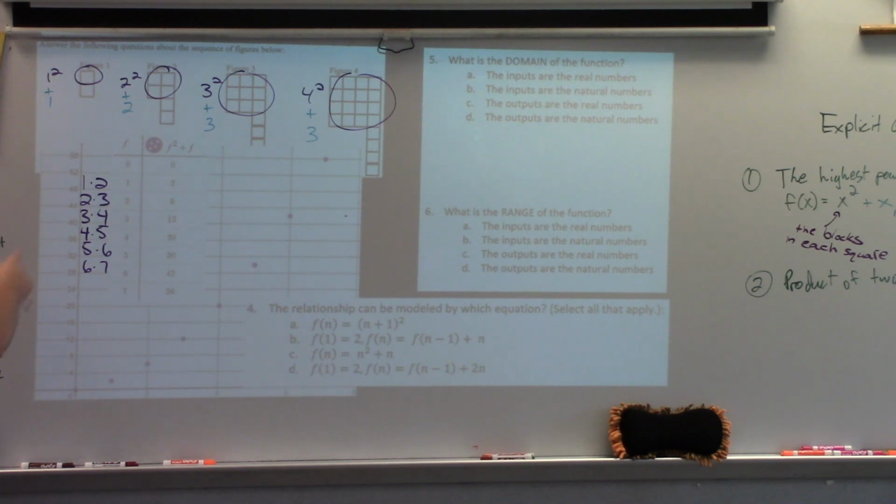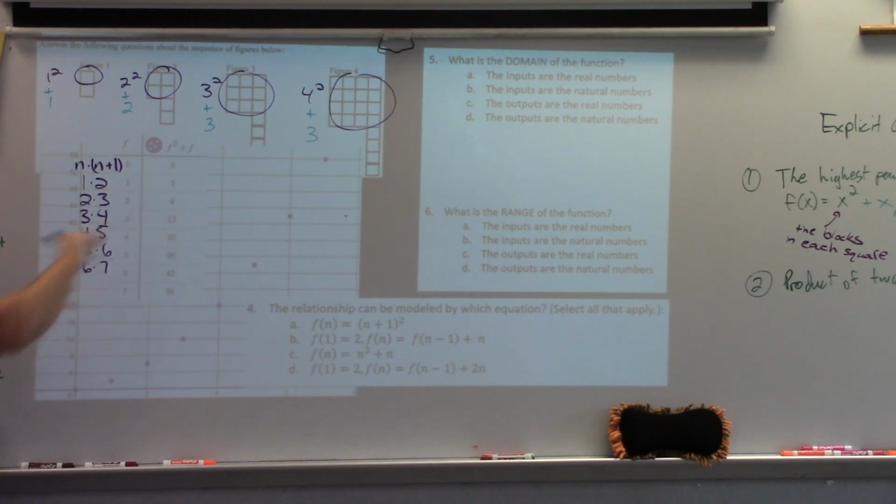Notice how this is always the same as the figure number, so I'm going to just write a variable there, n. How is this number related to the number before it? Like how do I go from 1 to get 2, 2 to get 3, 3 to get 4? So you're saying I'm taking n and adding 1 to it? And what am I doing with these two numbers? Multiply.